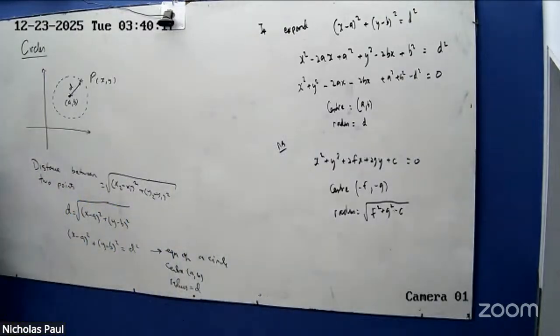Right? Since we know the equation of a circle, let's see if we could find a different way to write this.